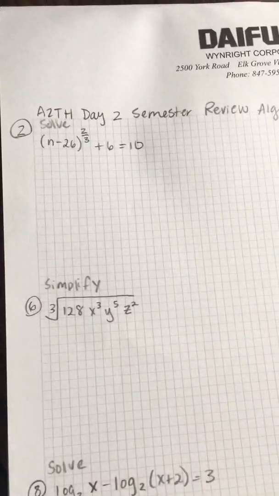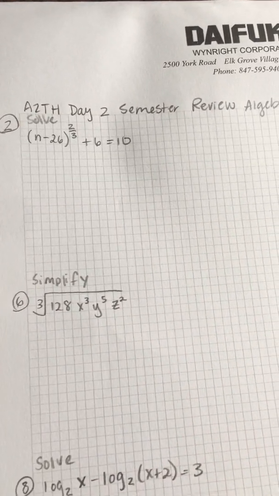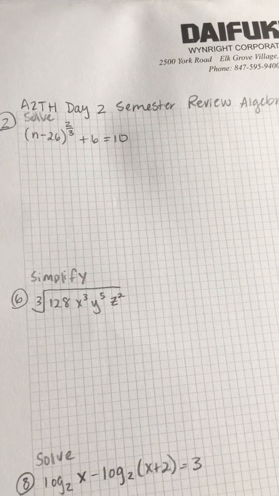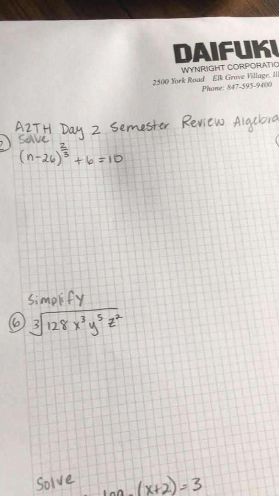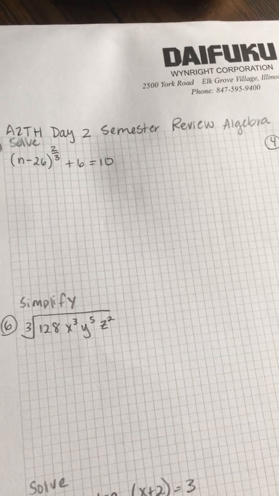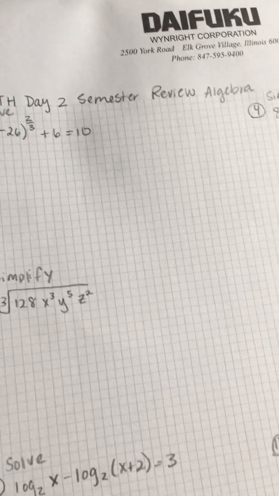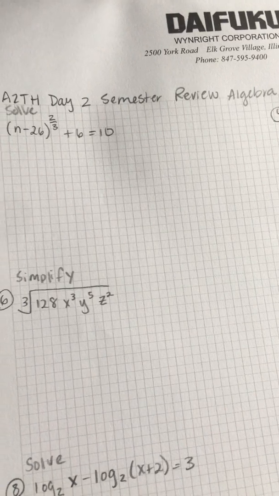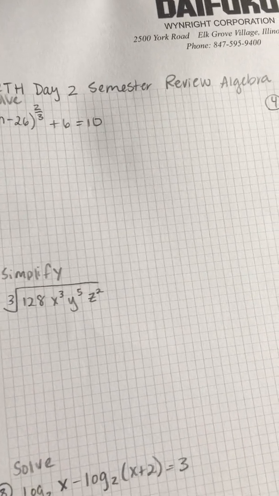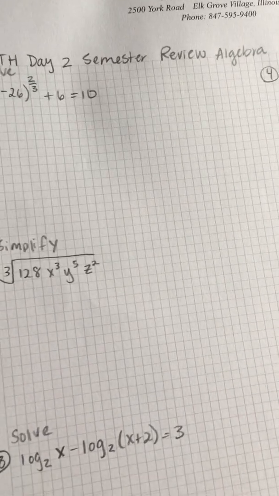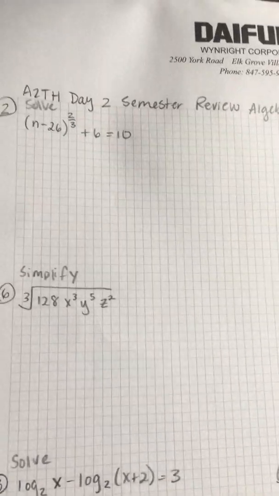Hi everyone, we're going to take some more class notes. This is our second day of reviewing for the semester, quarter 3 and quarter 4, and today's focus is just on the algebra piece of third and fourth quarter, which was our chapter on rational exponents and radicals and logs and exponentials.